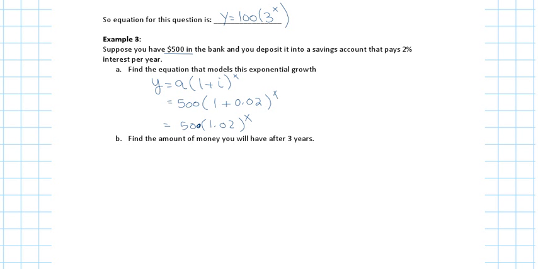Now, find the amount of money you will have after 3 years. We replace x with 3. And then on the calculator, right? Remember that you have to enter it like this, and you have to make sure that BEDMAS tells me I have to do my exponent before I do my multiplication, right? So that's why you have to be careful how you enter it in the calculator. So make sure you enter it properly in the calculator and find me how much money I will have after 3 years.